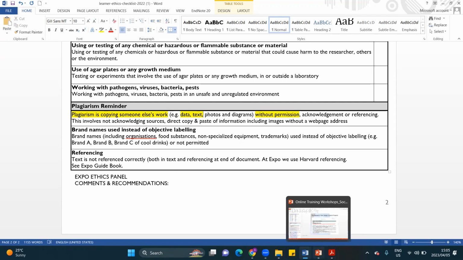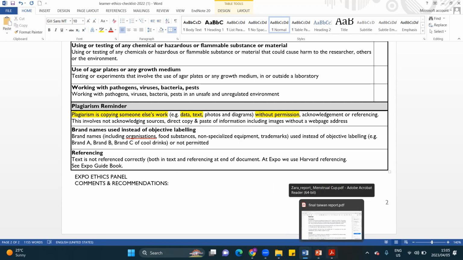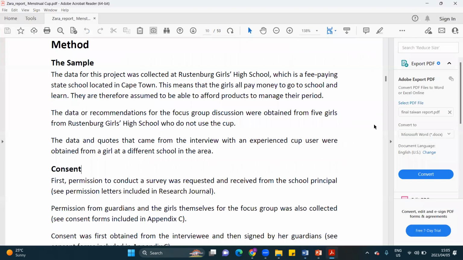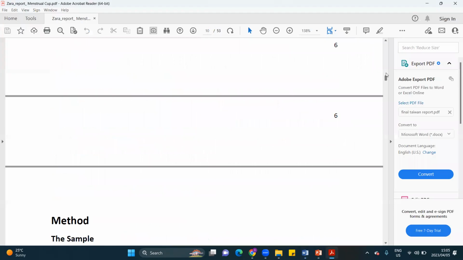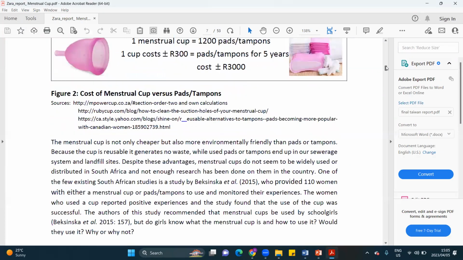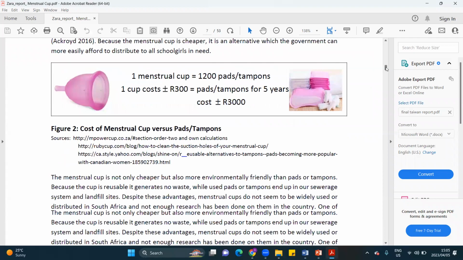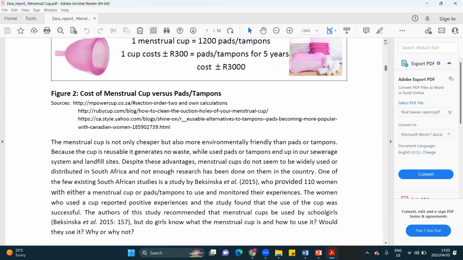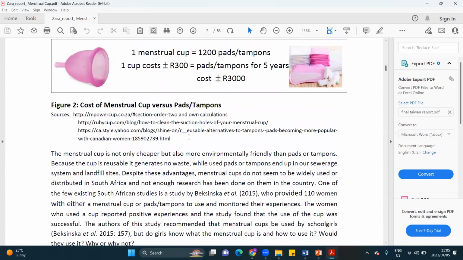I don't know if there are any other questions or comments. This one about the menstrual cup is just to show you about referencing. There's a source for this one. This is how the learners indicated the source: the picture is from the internet. Just to show you that.